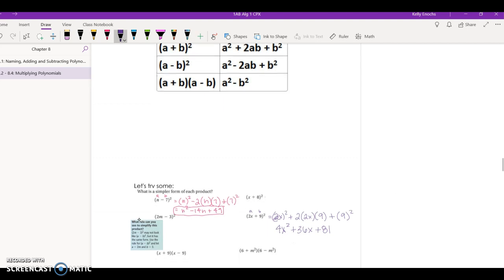Now let's take a look at this very last one, the x plus 9, x minus 9. So if I go through and I notice this pattern, a is x and b is 9 for both of these. Since I have one plus and one minus, that means I'm going to have my first term squared minus my second term squared. So this is going to be x squared minus 9 squared. That makes x squared minus 81 as our answer there.